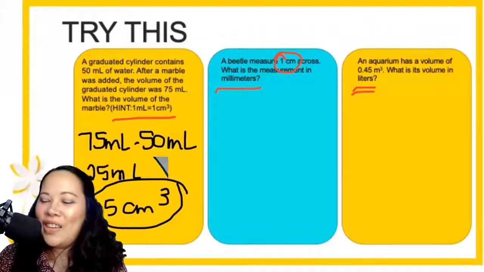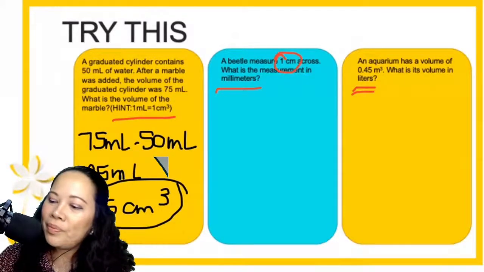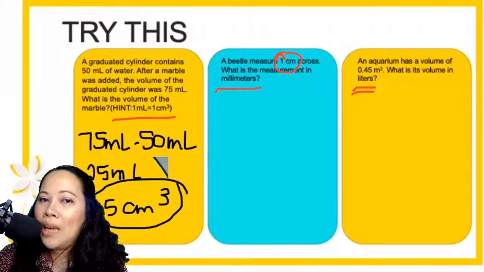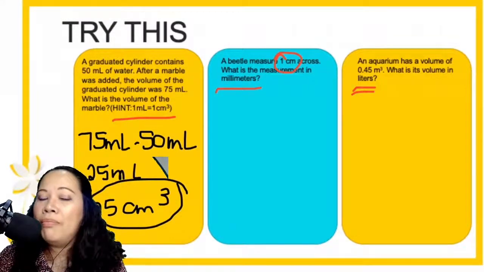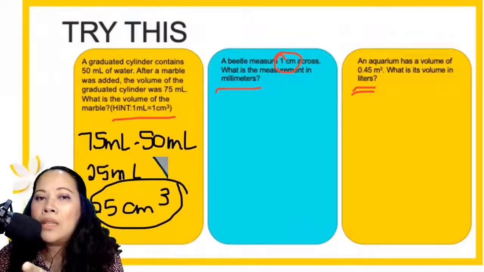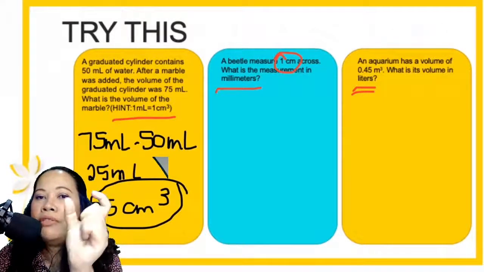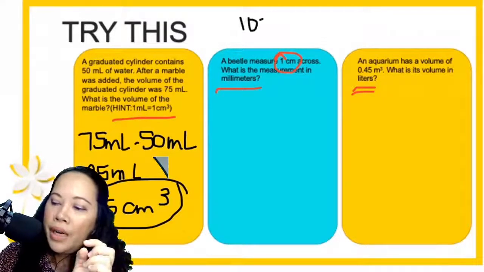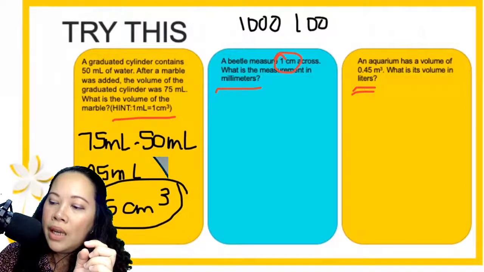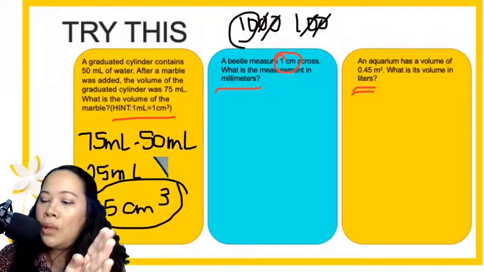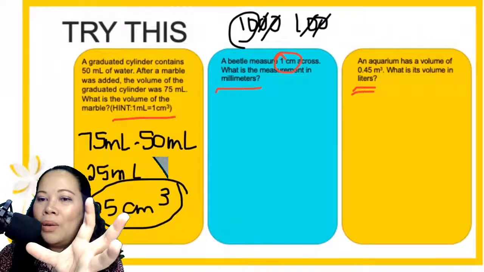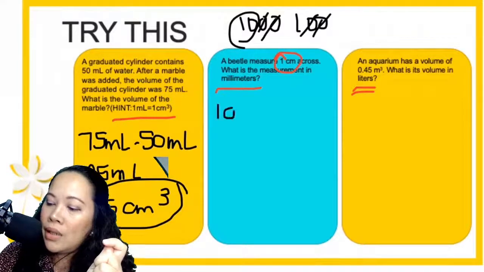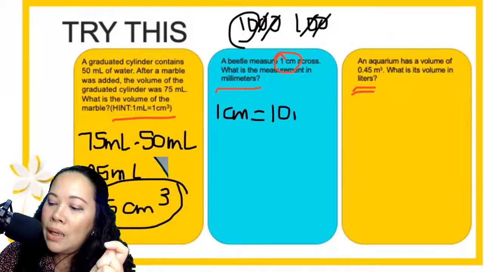Okay, all right, no problem. A beetle measured 1 cm. By the way, in terms of milli means 1000, centi means 100. So the difference between the zeros is actually only 1. That means that centimeter to millimeter is 10. So 1 centimeter would be equivalent to 10 millimeters.